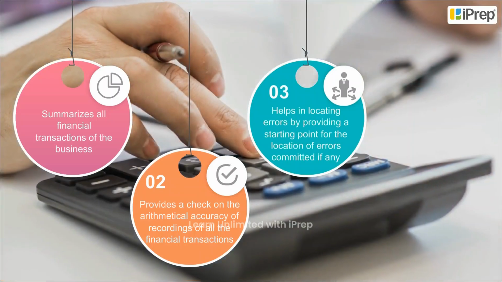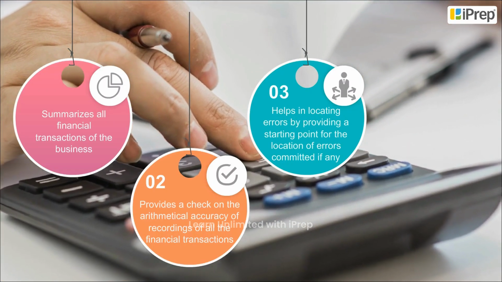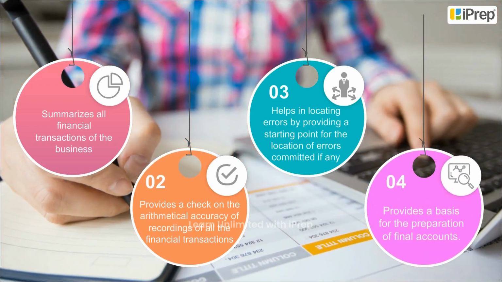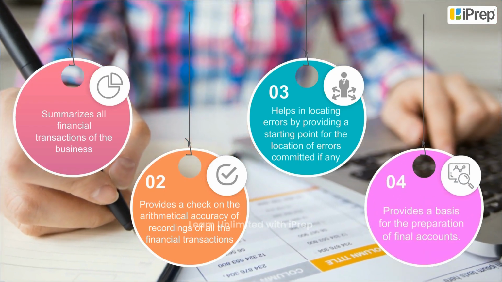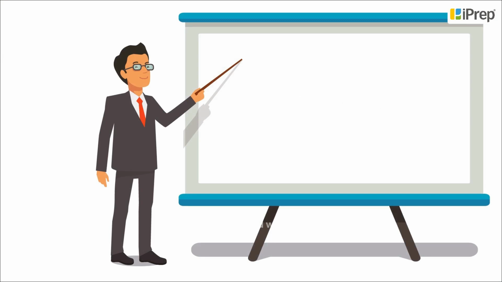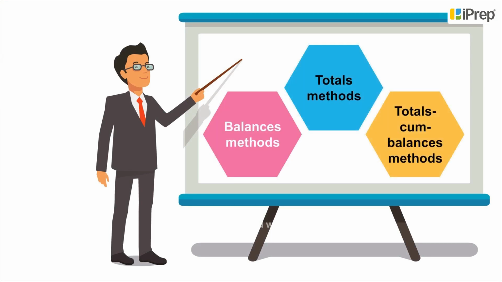It also helps in locating errors by providing a starting point for the location of errors committed, if any. In addition, it provides a basis for the preparation of final accounts. Methods of preparing a trial balance. The three main methods of preparing a trial balance are balances method, totals method, totals cum balances method.